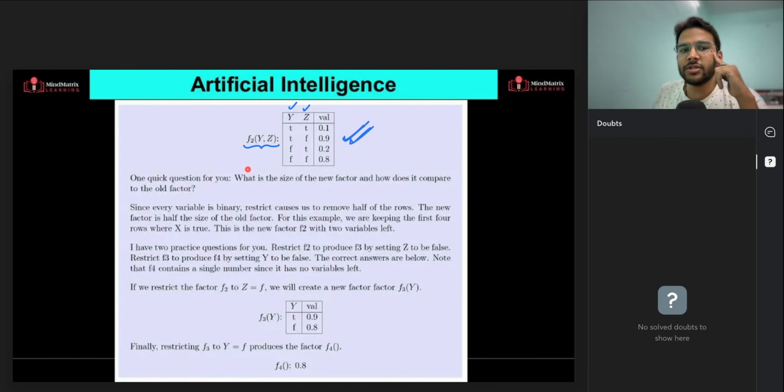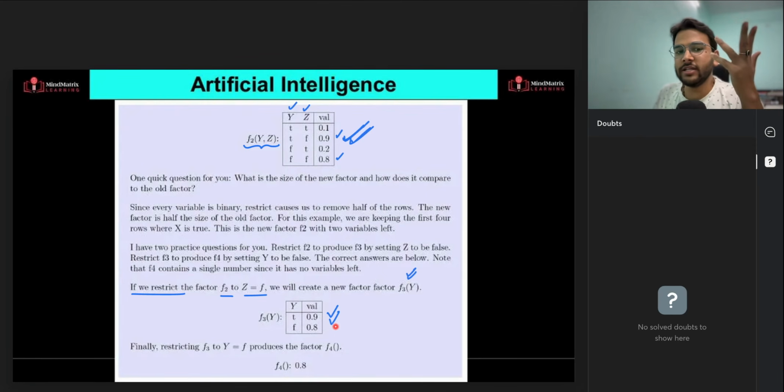If I say let's restrict z to be false, then if we restrict the factor f2 to z equal to false, the next factor will have only one variable, which is y. That is f3 of y, you can name it. So z being false means you are going to consider this particular value and this particular value. So 0.9 and 0.8 will be there in the next factor.